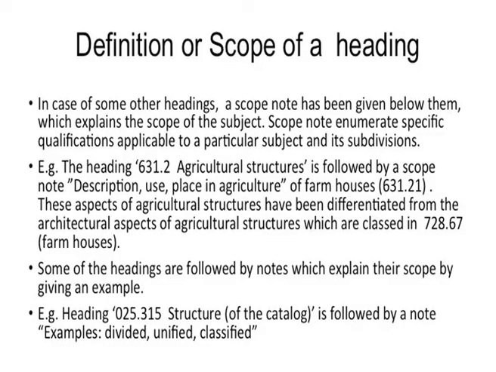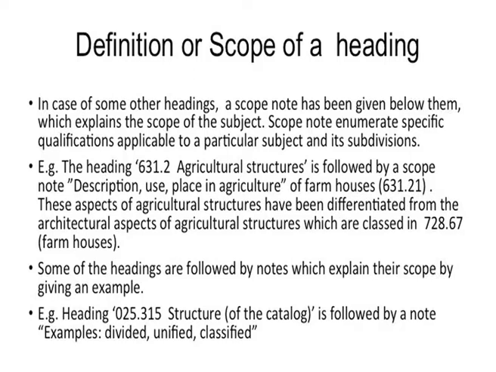So, it clarifies the subject. In some cases, instead of a definition, some scope of the heading has been given. We call it a scope note. In case a subject is covered, the scope note makes clear what aspect of the subject has been covered. It explains the scope of the subject and specific qualifications applicable to a particular subject and its subdivisions.